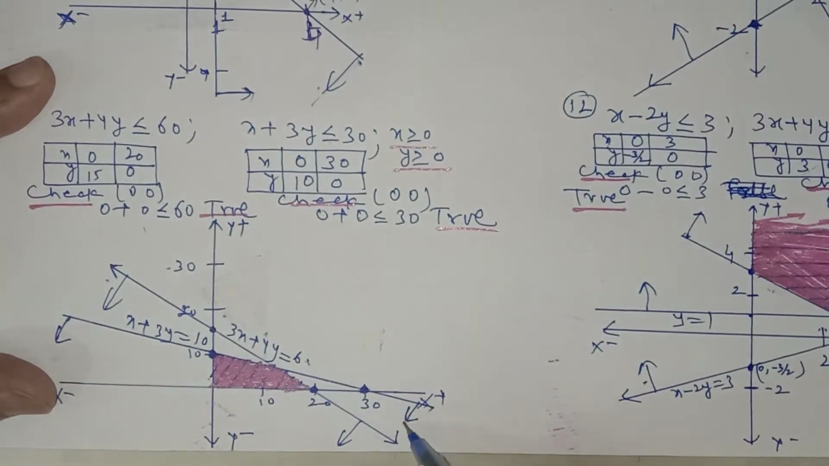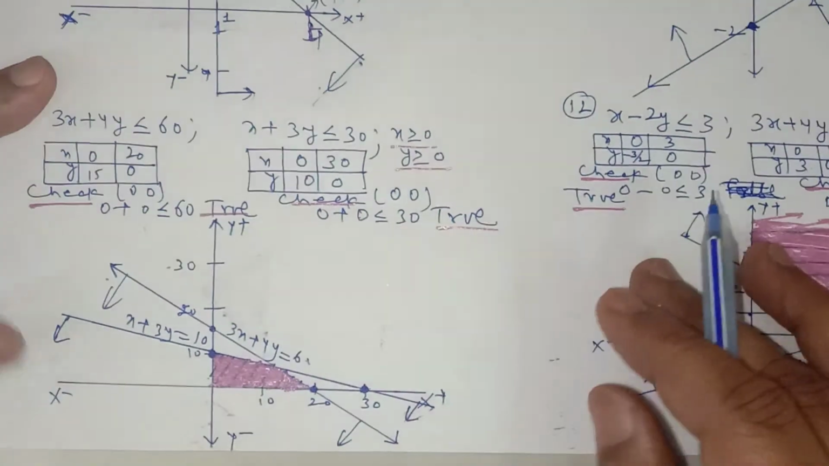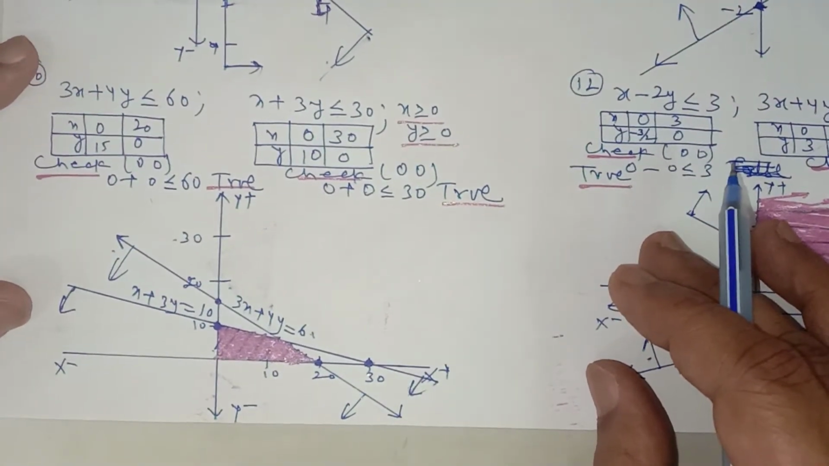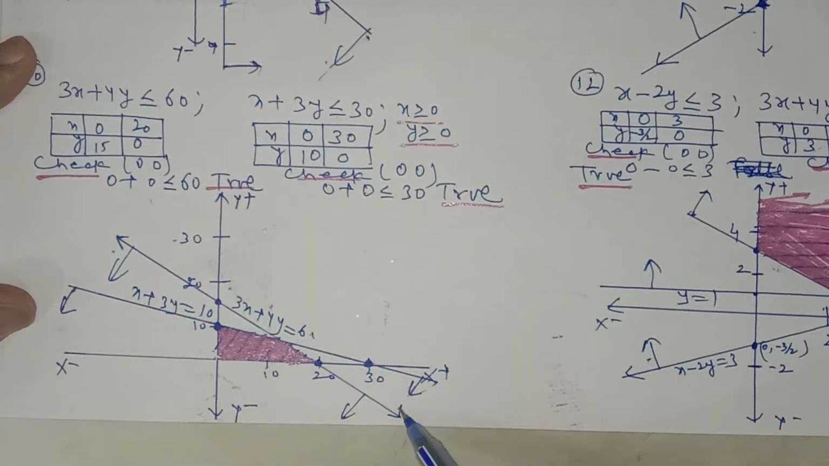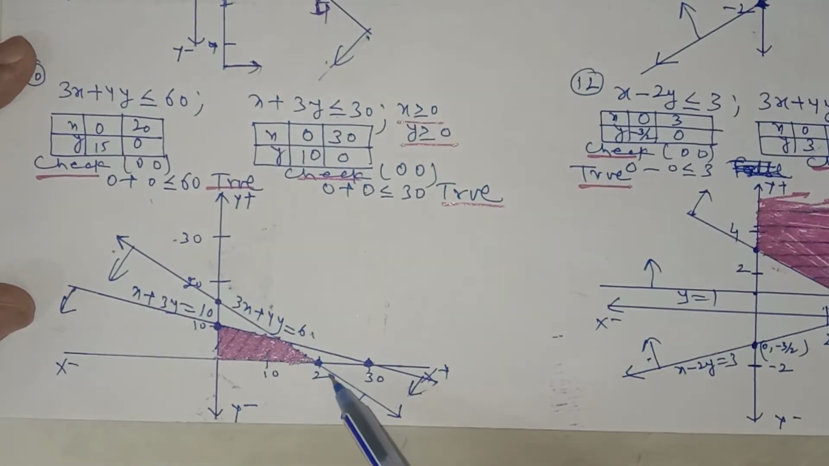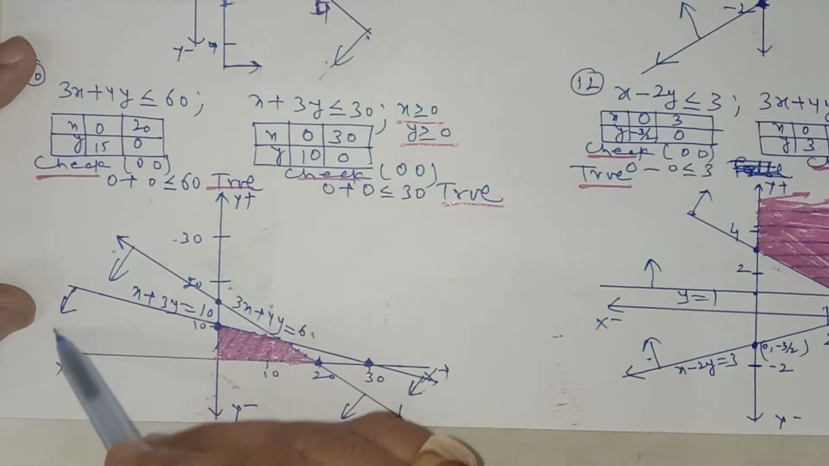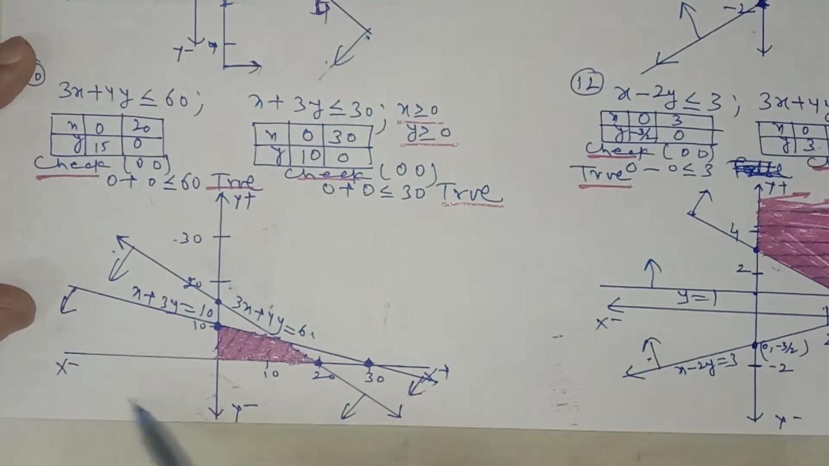And the direction of this will be towards the origin, because (0, 0) is the solution for both the equations. Now see the direction of this. Towards this side, towards this side. So it's seen that the common shaded portion will be this. See it very carefully. This also, this also.